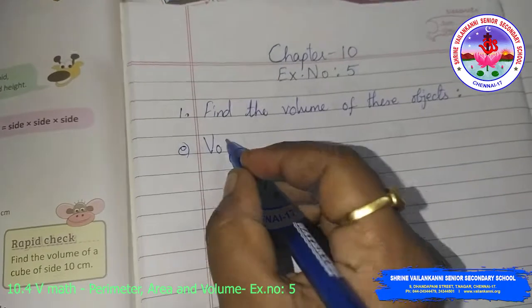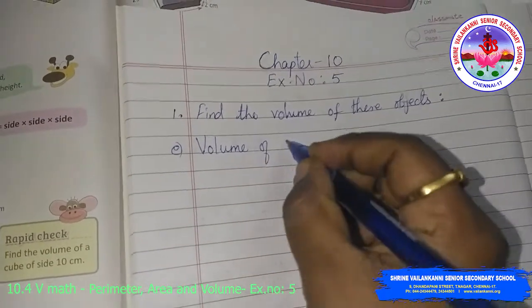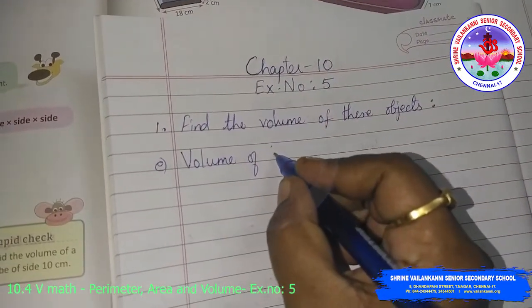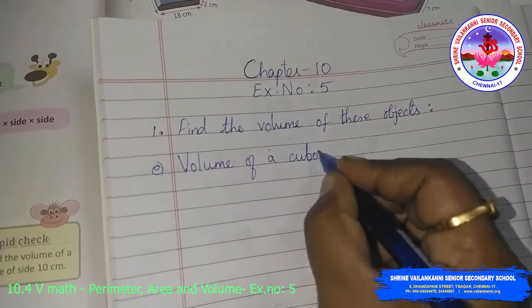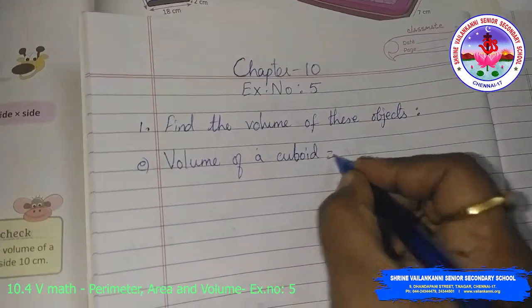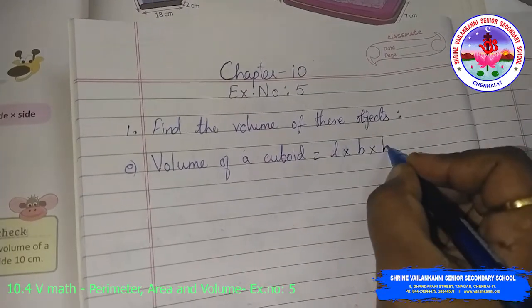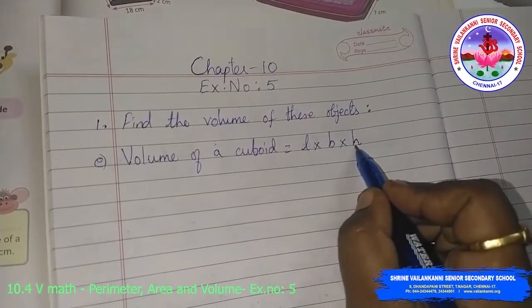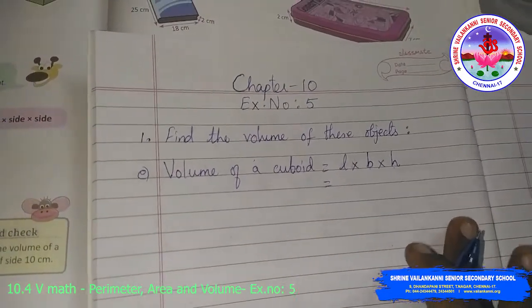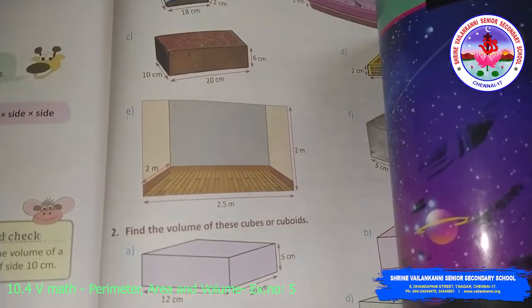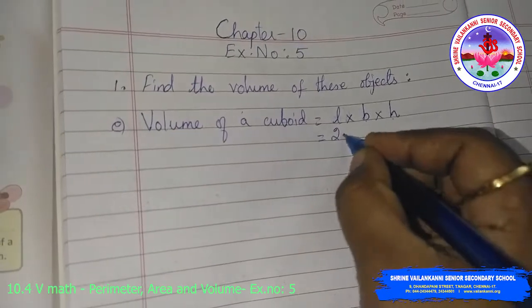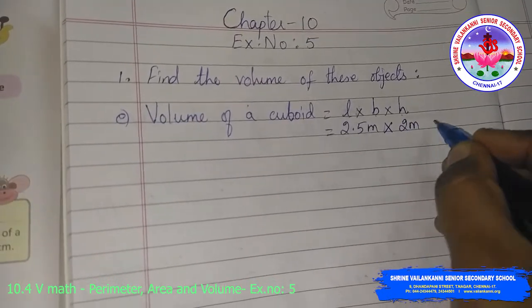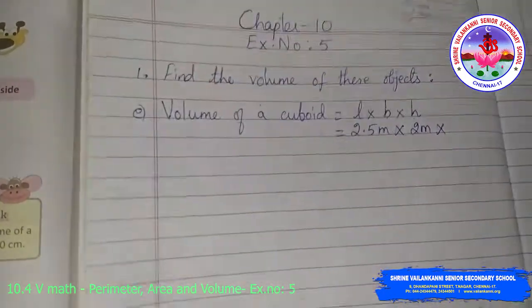Now, what is the formula? Volume of... it is a cuboid. It is in cuboid shape. The volume of a cuboid formula we are going to use is L into B into H. I am using only the short derivation. Length is L, breadth is B, H is height. So the length of this room is 2.5 meter into breadth 2 meter into height 2 meter.